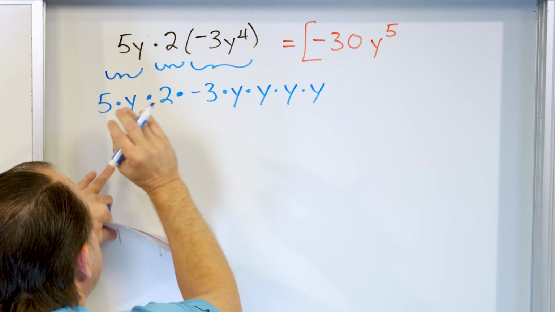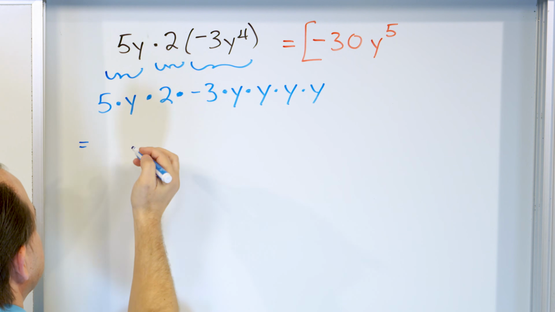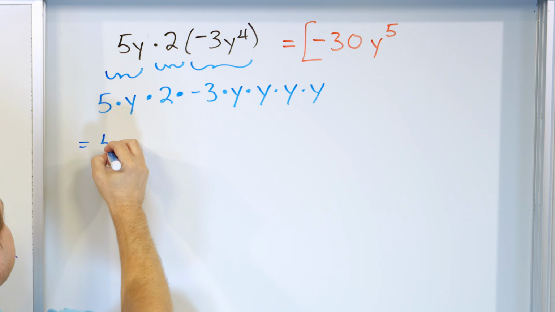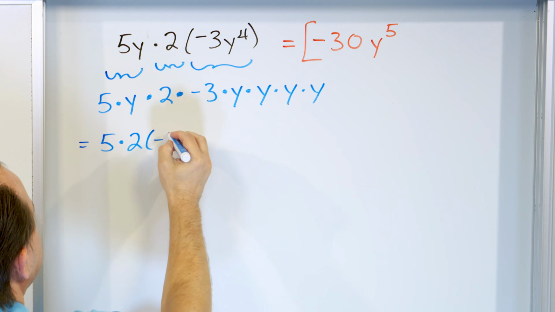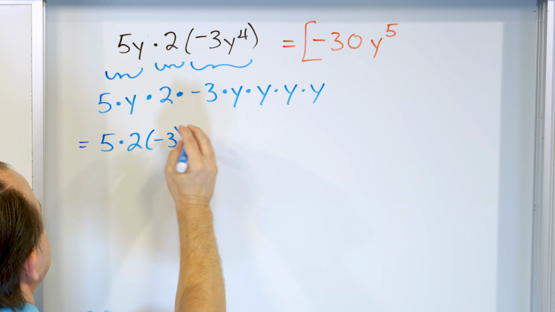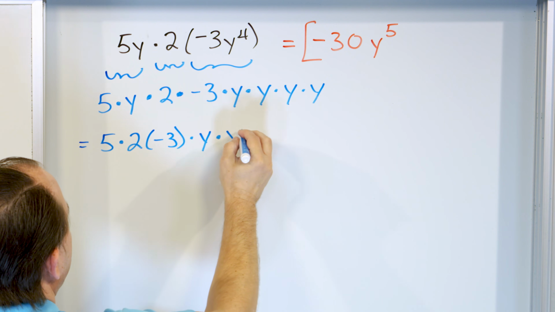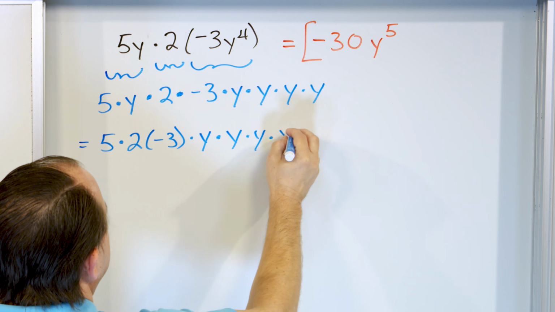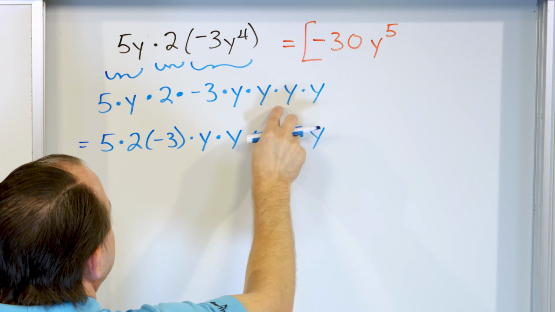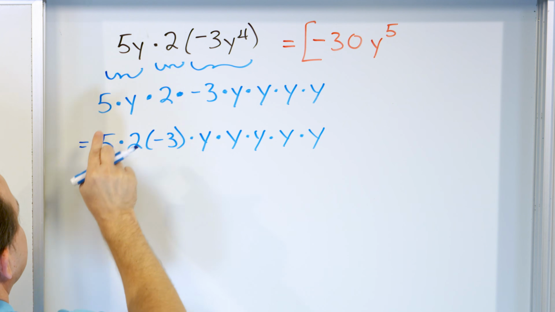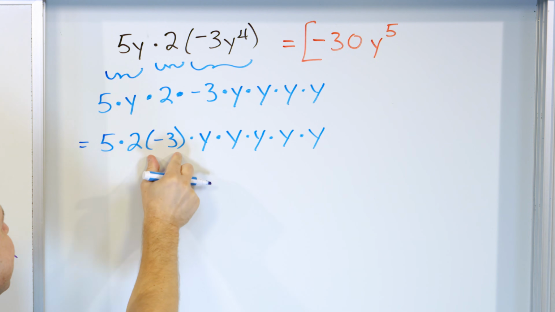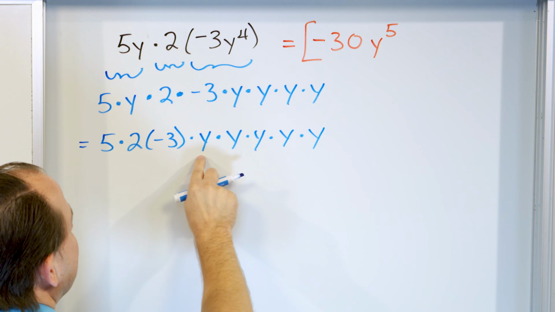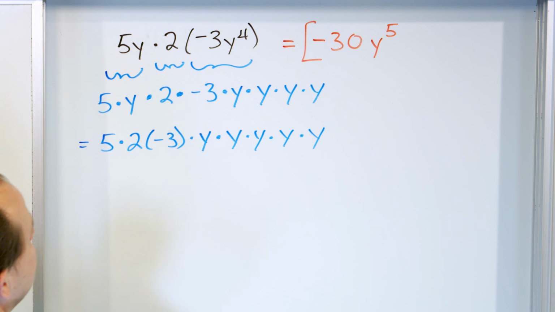I'll make my dots real big. And you can rearrange the numbers. When you multiply things, the numbers can go in any order you want. So I can write this as 5 times 2 times, I could put that negative 3 in parentheses to make it clear, and then times this y, and then 4 more of them. Right here, we'll have 1, 2, 3, 4. These are these 4. This one comes from here, and then all the numbers are together. What do you have? 5 times 2 is 10, times negative 3 is negative 30, and then all 5 of the y's are there as well.